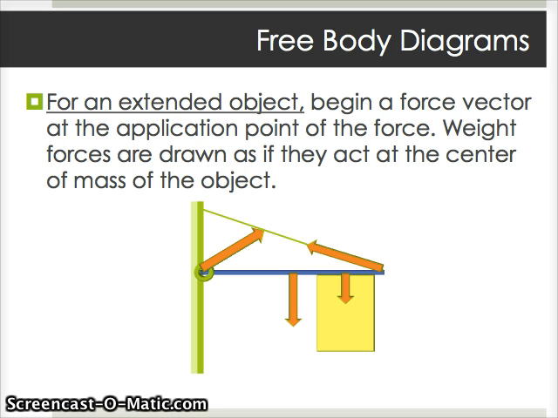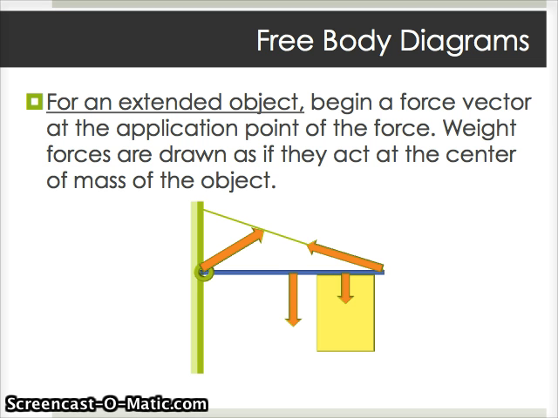Recall too from our earlier discussions that if an object's weight is to be considered, like say this one here, this orange arrow would represent the object's weight, that we consider that weight to act at the center of mass of the object, which is usually just the very center of the object itself.